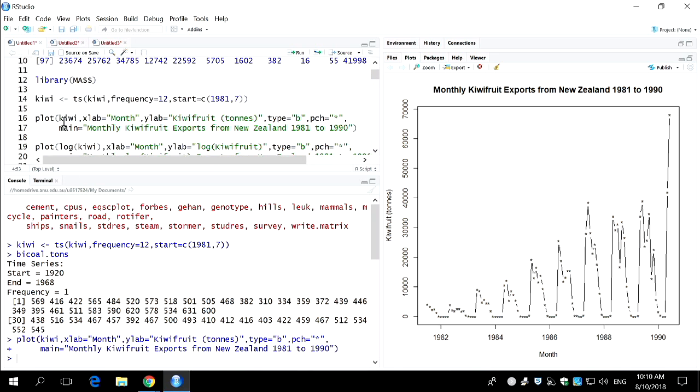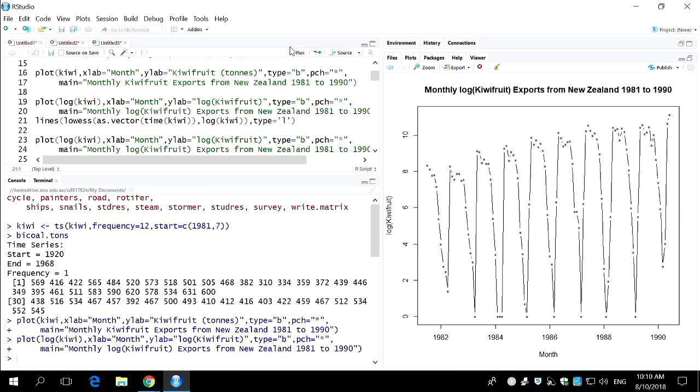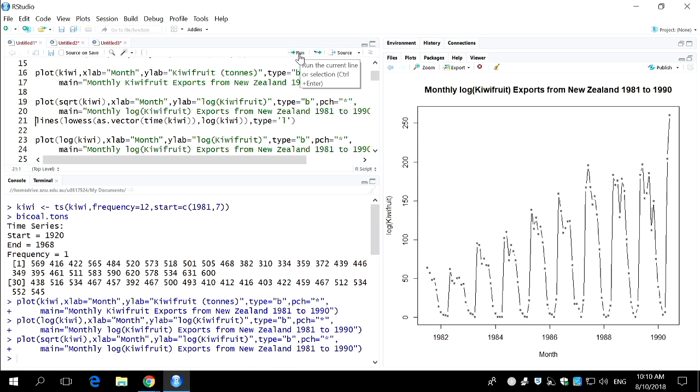Let's have a look at a plot of the log data. And you can try different things. You can try square root. I mean, I'll show you that. So there's the log data. If you put square root in instead of log, easy to do, you'll see still heteroscedastic, right? Still growing a little bit in terms of spread.